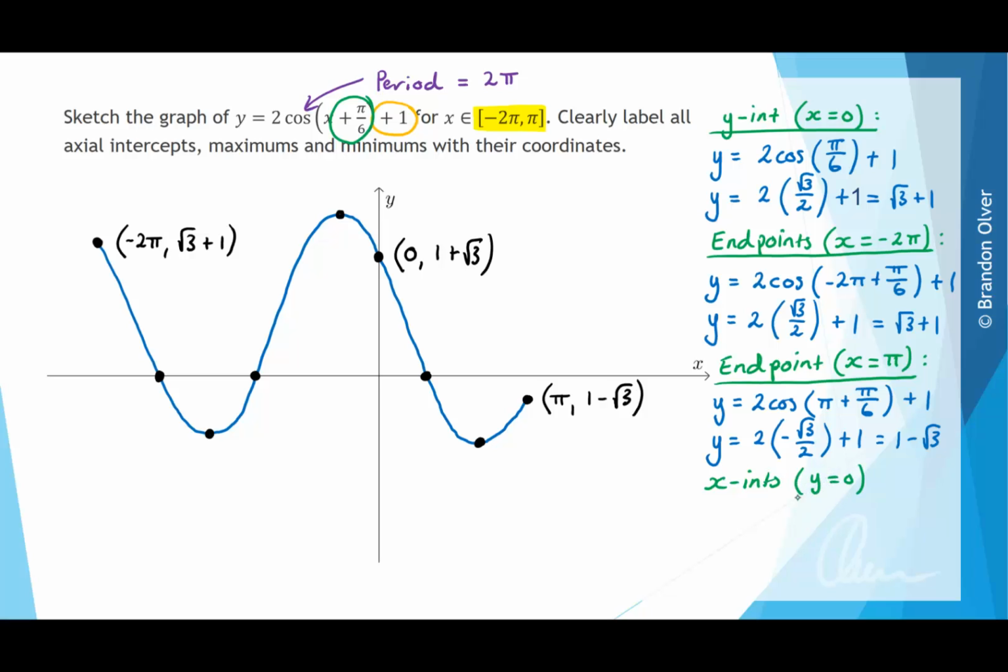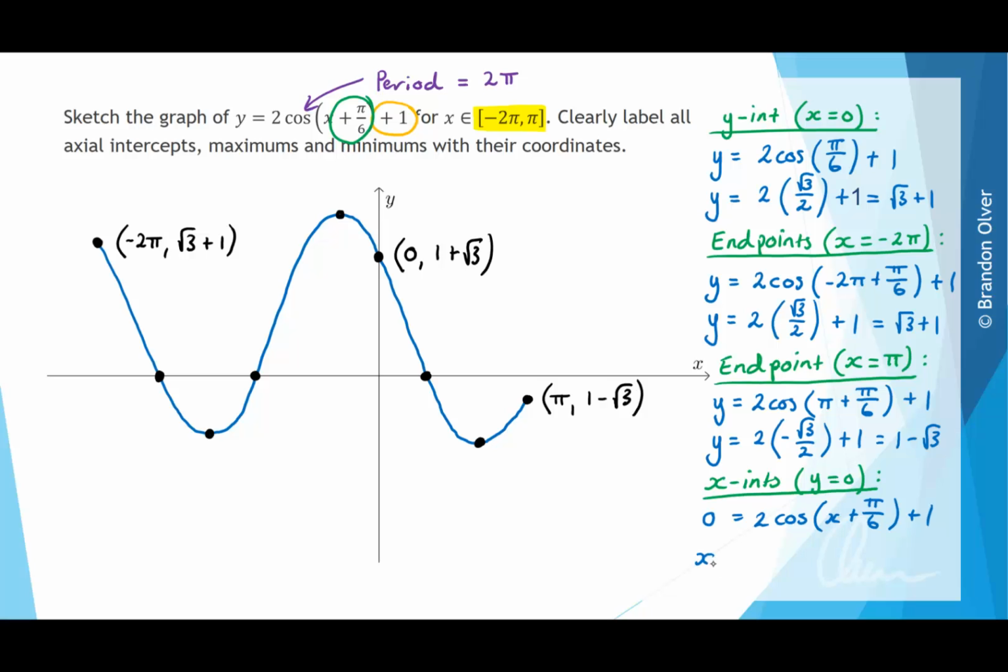y is equal to 0. So the equation we're going to be solving is 0 is equal to 2 times cos of x plus pi on 6, plus 1. And now there's another video that's gone through solving this. So I'm just going to give you the values that come out, and you can watch that video if you need to find them by hand.